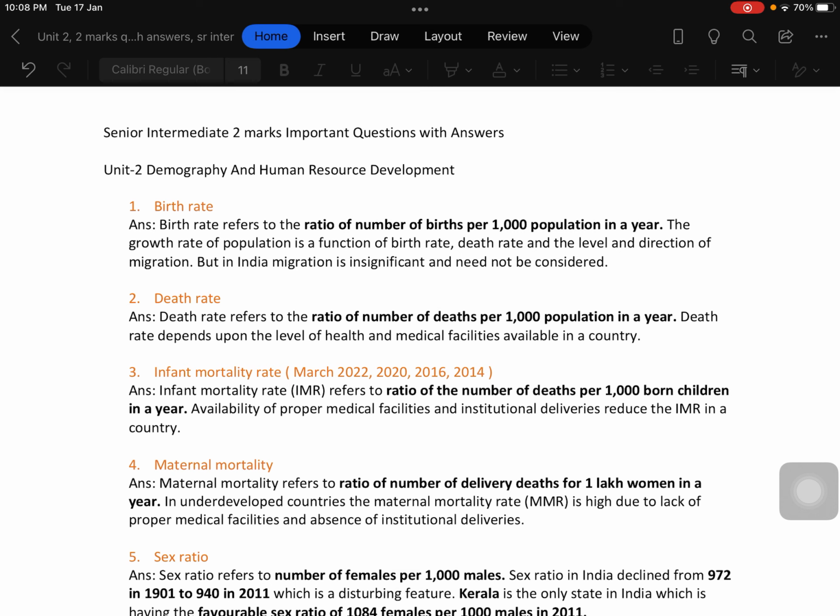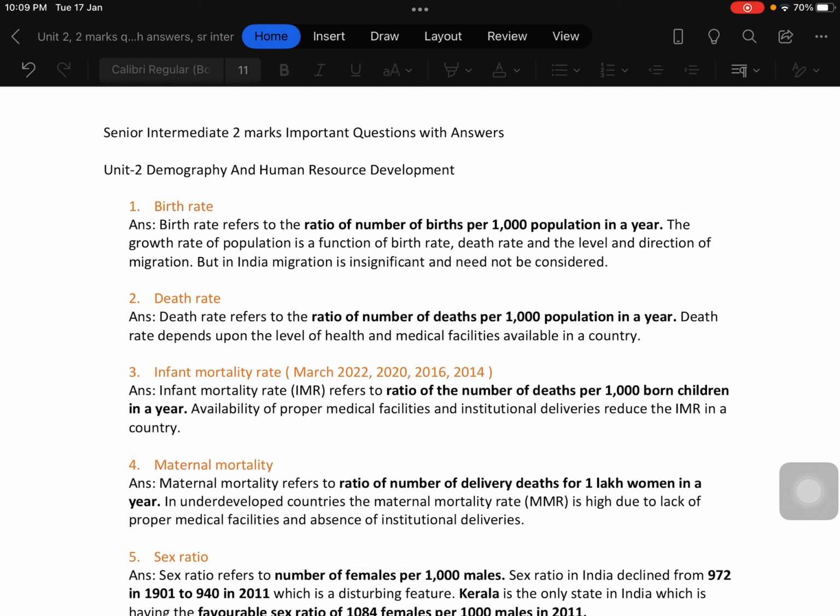So this question has been asked quite frequently in the previous board exam papers. As you can see, this has been asked in March 2022, 2020, 2016 and 2014. So the answer is: infant mortality rate, IMR, refers to the ratio of number of deaths per 1000 born children in a year. So infant mortality rate is similar to the death rate, but here we are considering only the children. Out of the 1000 children born, how many children are dying before reaching the age of 1 year. So please don't forget to mention 1000 born children for infant mortality rate.